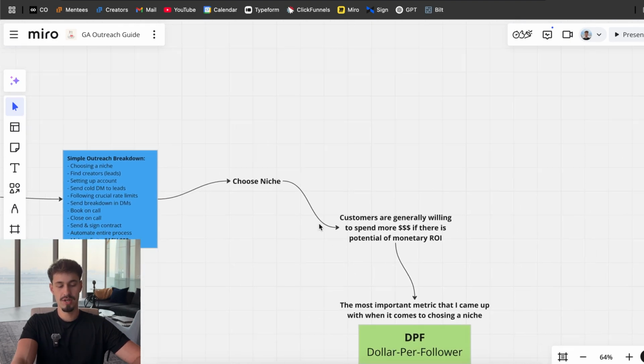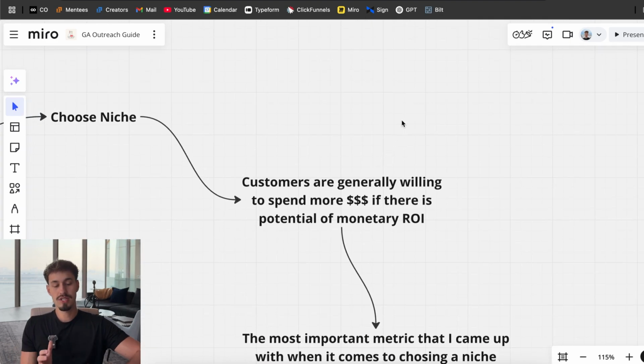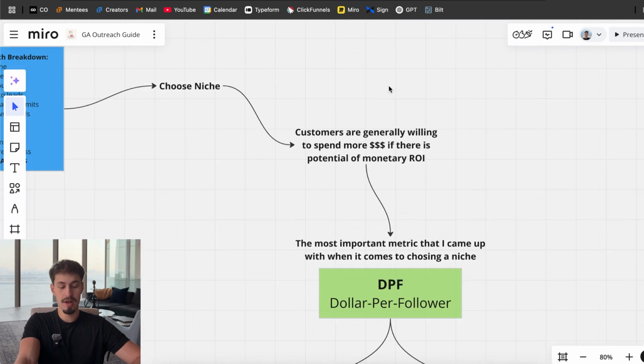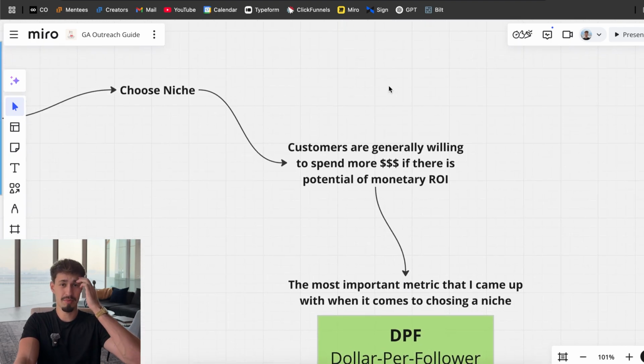Anyhow, choosing the niche. So here's what I've learned. Customers are generally willing to spend more money if there's potential of monetary ROI. Okay, so you have to think, if they're buying a fitness program, for example, versus buying something in a business model. When they put that money into a fitness program, it's to achieve their fitness goals, but they know they're not getting that money back. Versus when they're putting money into something related to a business model, they're putting that money in to see a return on that money. So they're obviously willing to spend way more if they have the impression that they're gonna get way more back. If there's a chance to get an ROI, then obviously they're willing to spend more.